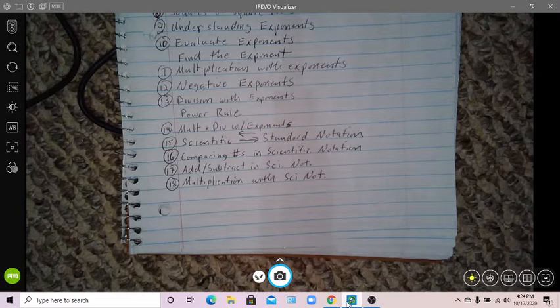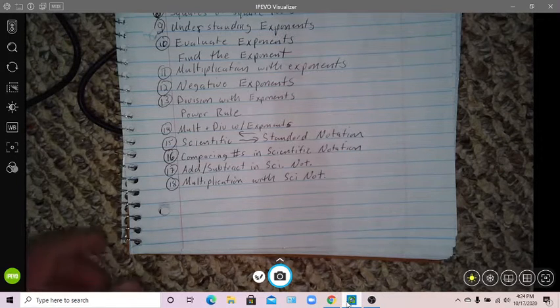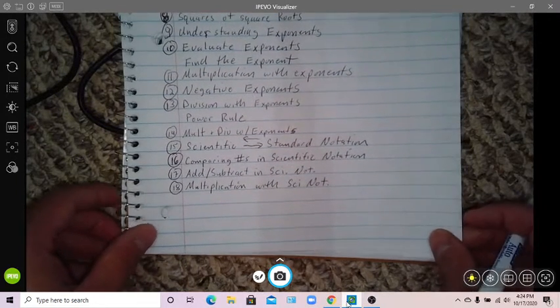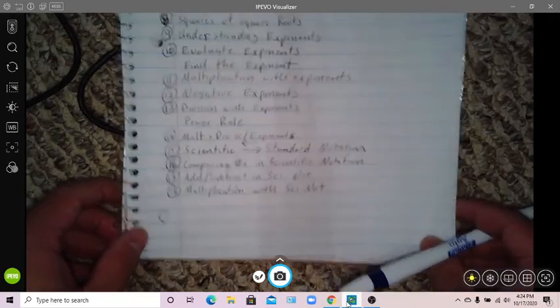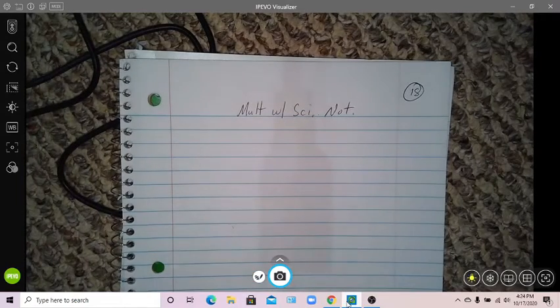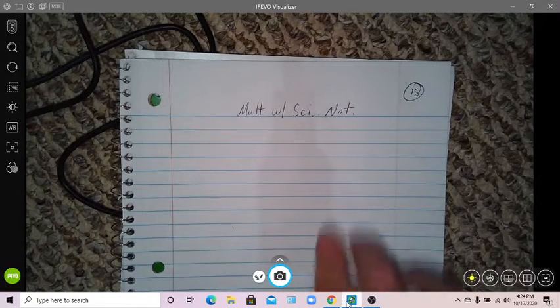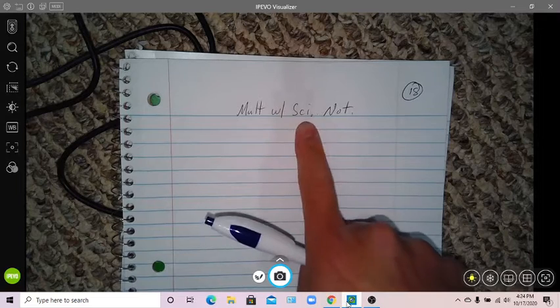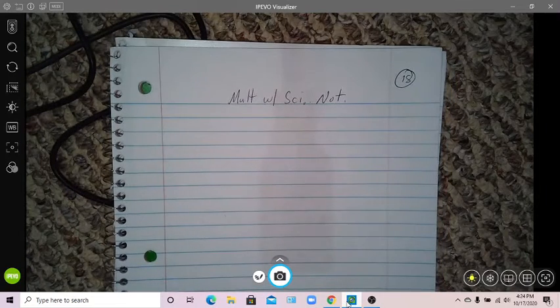Okay, go ahead and put number 18, multiplication with scientific notation, into your table of contents. And again, I put up here shorthand. That's scientific notation. You can do that if you want.